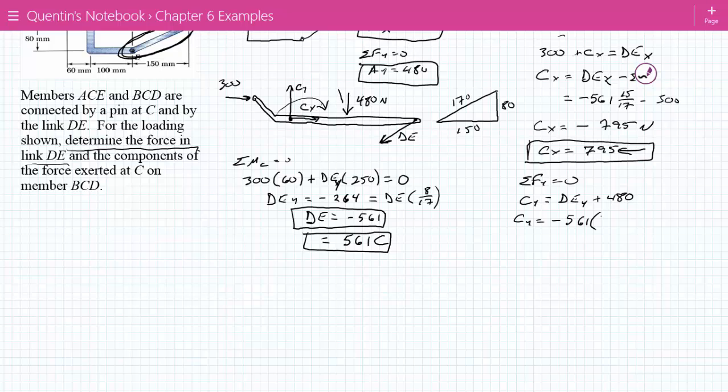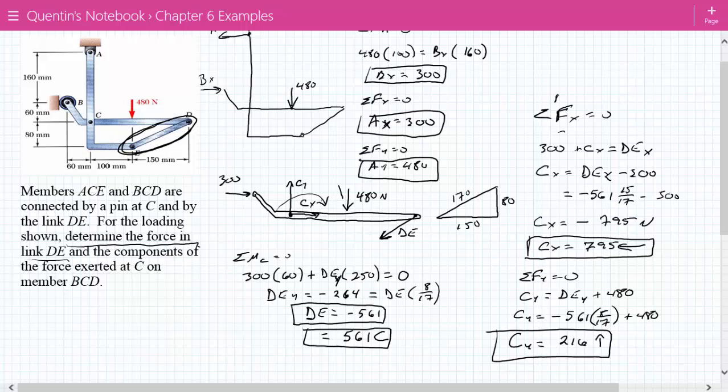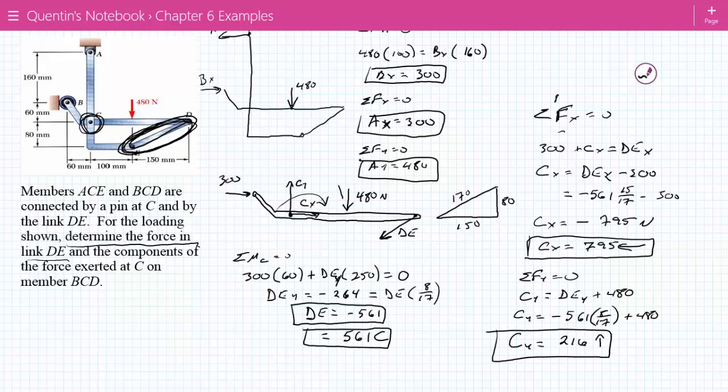So Cy is equal to minus 561 times 8/17 plus 480, and we end up with Cy equal to 216. So it's in that direction. It's a positive number, which just means we drew it right. Okay, there we go. That is our answer. We're done. We have determined the components. The member is in 561 newtons of compression. We figured out Cx and Cy right there.